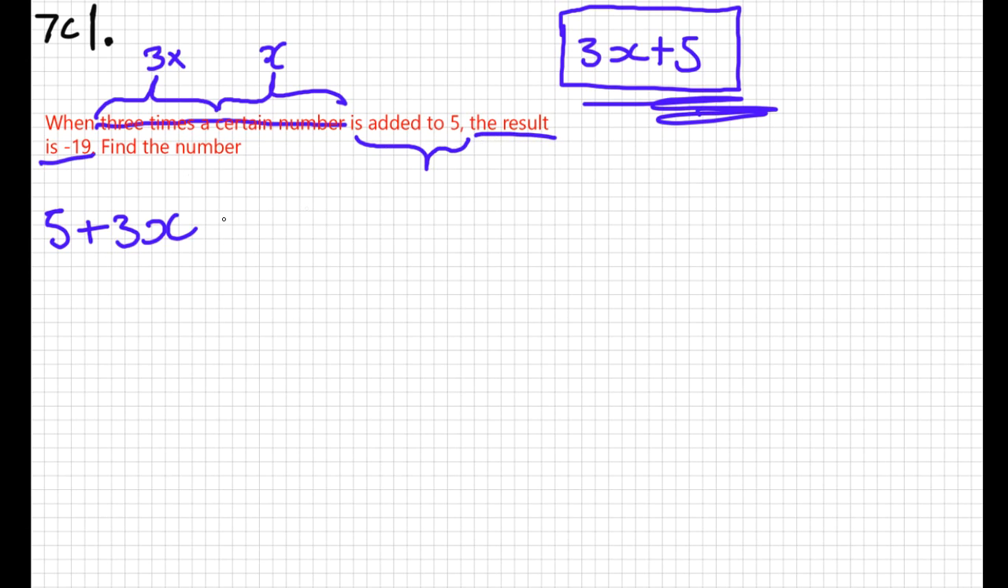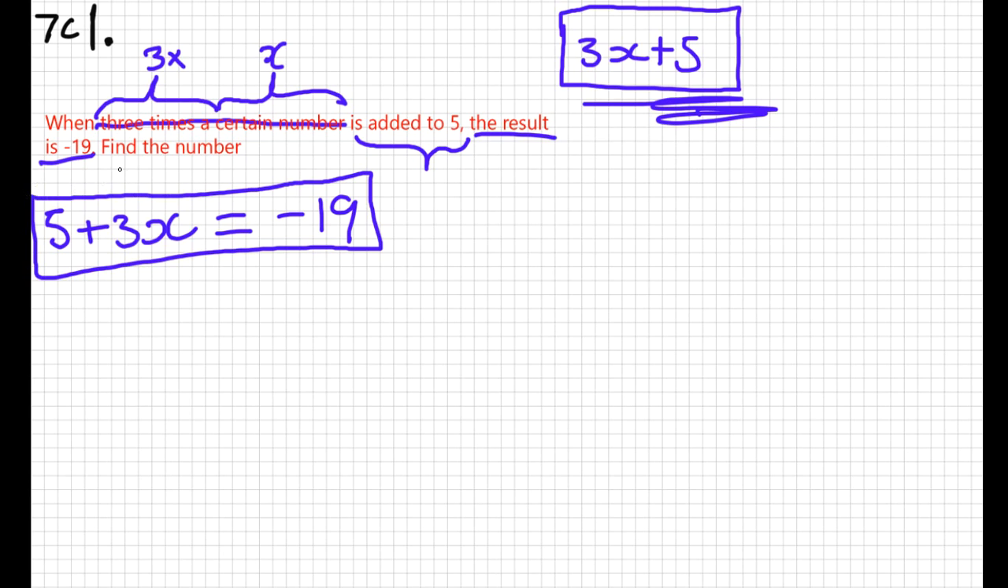So next part, the result is minus 19. Well, the result, that means equals. That means what it is equal to, is minus 19. So there's step 2 sorted out, which was translate the problem into an equation. Step 3 is to solve the equation by isolating the variable. This is what we've been doing all along. So our variable is x, and we want to try and work out what that is.